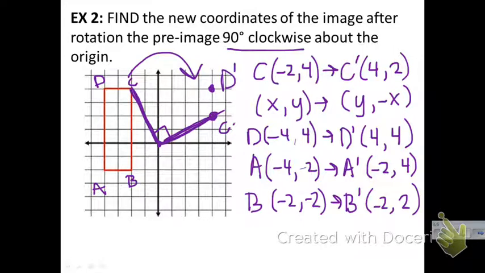A is back 2, up 4, and it's going to actually land where that old C was. And then B is back 2, up 2. And we get this new rectangle here. And we can see that that is a rotation about the origin of 90 degrees clockwise.